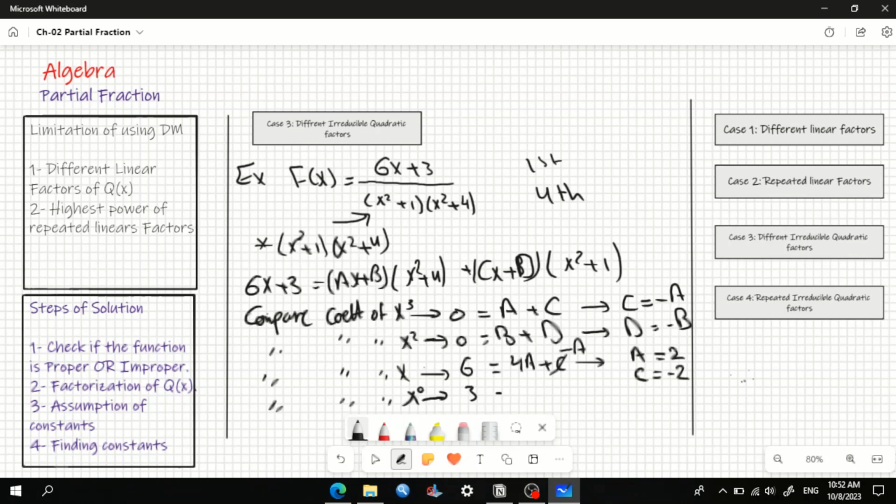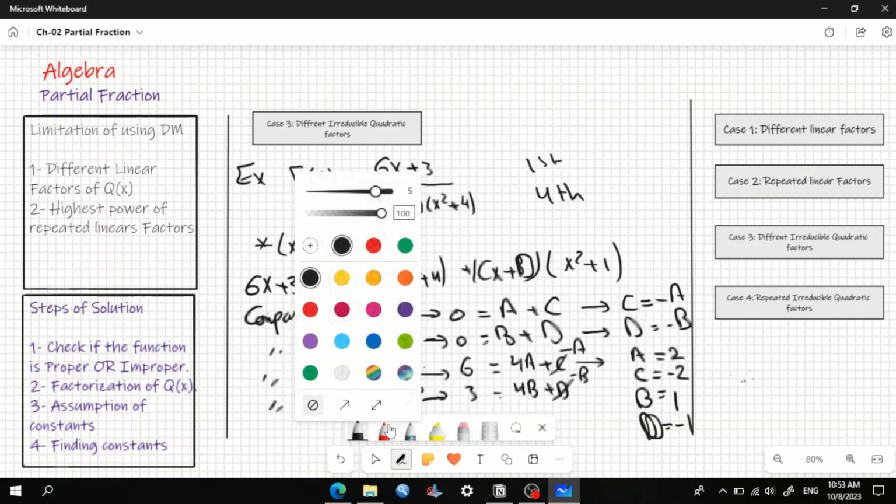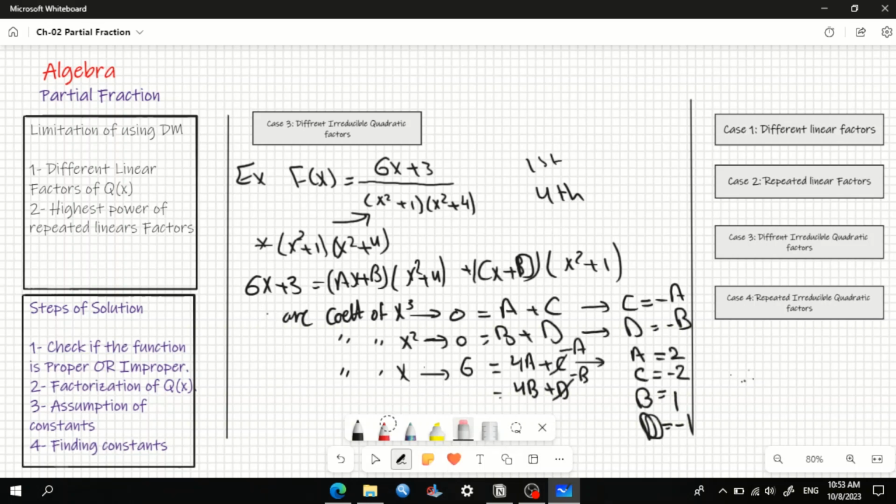So 3 equal to b plus d. Just replace this by negative b. So b will be equal to 1 and d equal to negative 1. So the difference here in this case, the third case, different irreducible quadratic factor, is that for each fraction we will put two constants, as we have an irreducible quadratic factor.